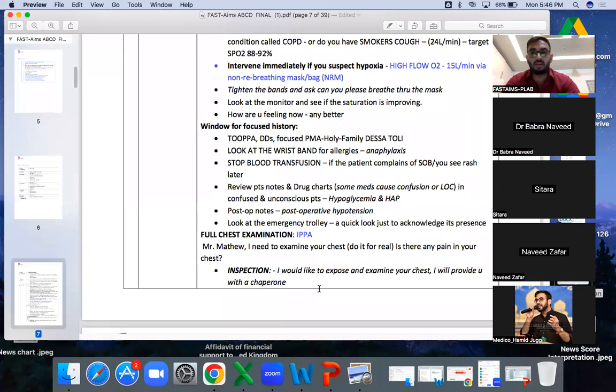So it would be quite obvious. You are going to know about that. Crackles can't be in asthma. Similarly, wheeze can't be in a heart patient; in a heart patient, it will be crackles. Okay. So from here, your examination is done.